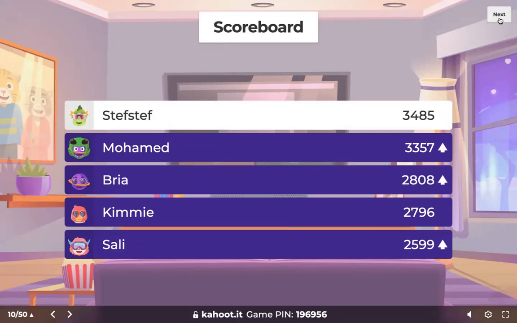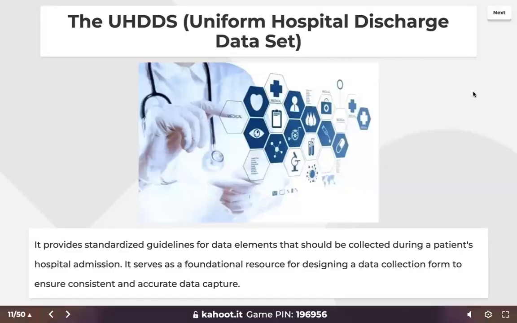It's anyone's game. Just to explain that term for you guys, UHDDS stands for Uniform Hospital Discharge Data Set, and it provides standardized guidelines for data elements that should be collected during a patient's hospital admission. It serves as a foundational resource for designing a data collection form to ensure consistent and accurate data capture. So that's why that was the answer there.